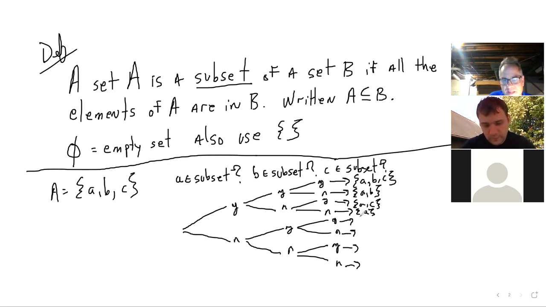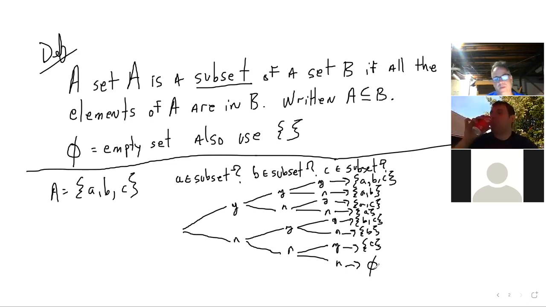No, yes, yes. So that's the subset with B and C. No, yes, no. That's the subset with just B. No, no, yes. That's the subset with just C. And then clearly one choice has to be no, no, no. That is the empty set. And there's my 8 subsets.